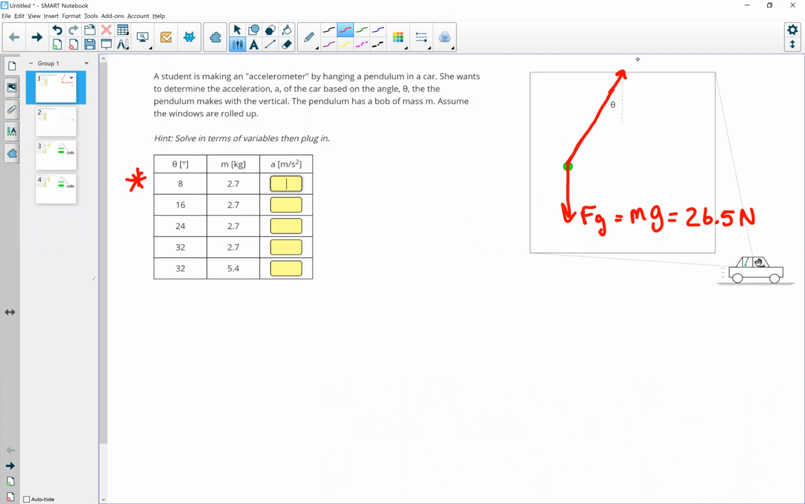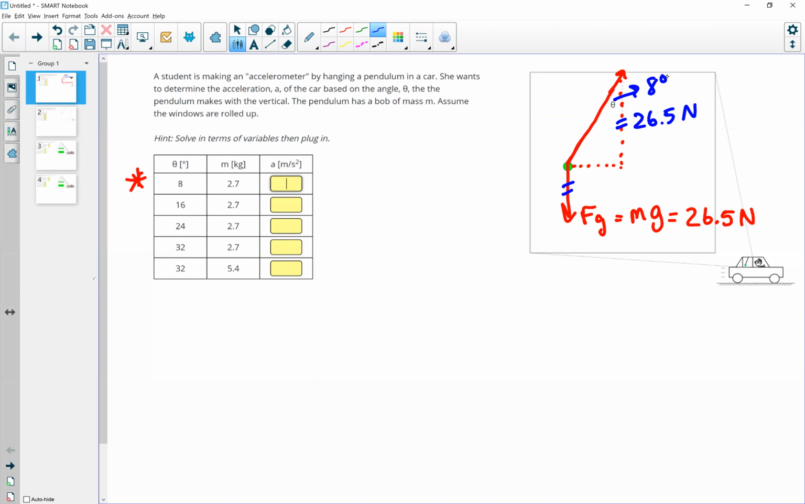Now, because this force is at an angle, we can think about it having two components. Because there are only two vertical forces, and the object isn't rising or falling, it's staying at the same position, we know that this vertical component and this vertical component have to be the same. So this would have to be 26.5 newtons as well. And in this question, it tells us that this angle is 8 degrees.